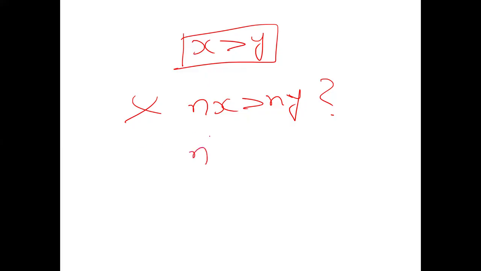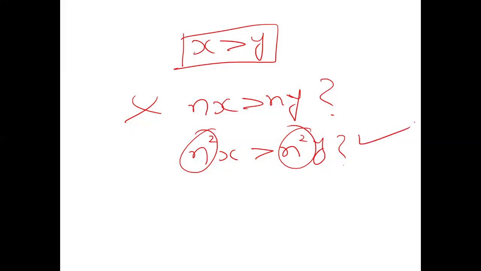Can I conclude that n square x is greater than n square y? Yes. Why? Because I know for sure that irrespective of whether n is positive or negative, n square is always positive. Since n square is always positive, which means I can conclude this. Are we clear? Okay.